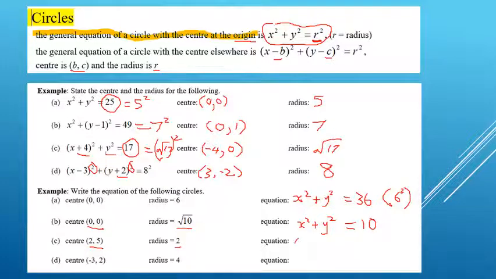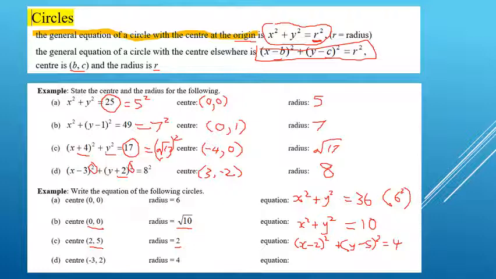So the x part is going to be x. To move it 2 to the right, it's (x - 2) all squared, plus, following the general rule up here, the y part. To move 5 up, we go minus 5 in the bracket, (y - 5) squared, equals 2 squared, which is 4.